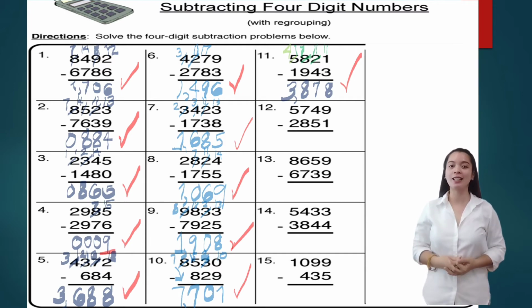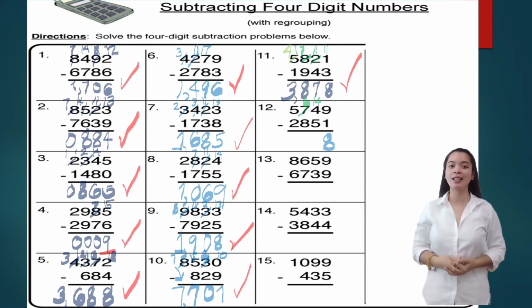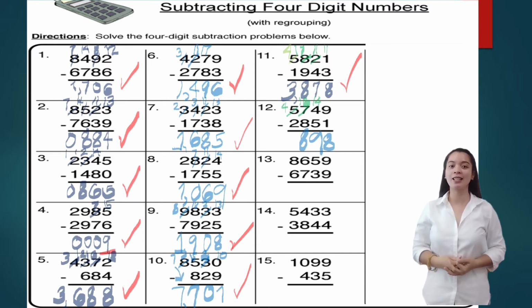8. 4 minus 5 cannot be. So let's borrow from 7. 7 becomes 6 and 4 becomes what? 14. So 14 minus 5 equals 9. And 6 minus 8 cannot be again. So we will borrow from 5. 5 becomes 4 and 6 becomes 16. So 16 minus 8 is equal to, very good, 8.